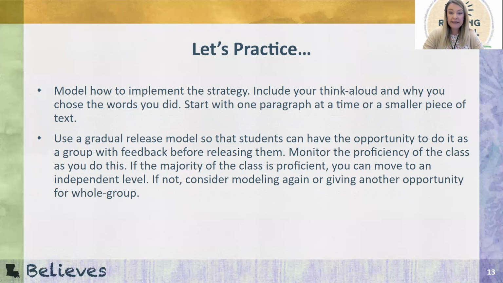You're going to monitor, like I said earlier, the proficiency of the class as I do this. And if the majority of the class is proficient with that first we do, move them to an independent level. If not, like I said, either consider bringing it all the way back to a model, or maybe they just needed a little bit more reinforcement, and you just do it one more time as a whole group.